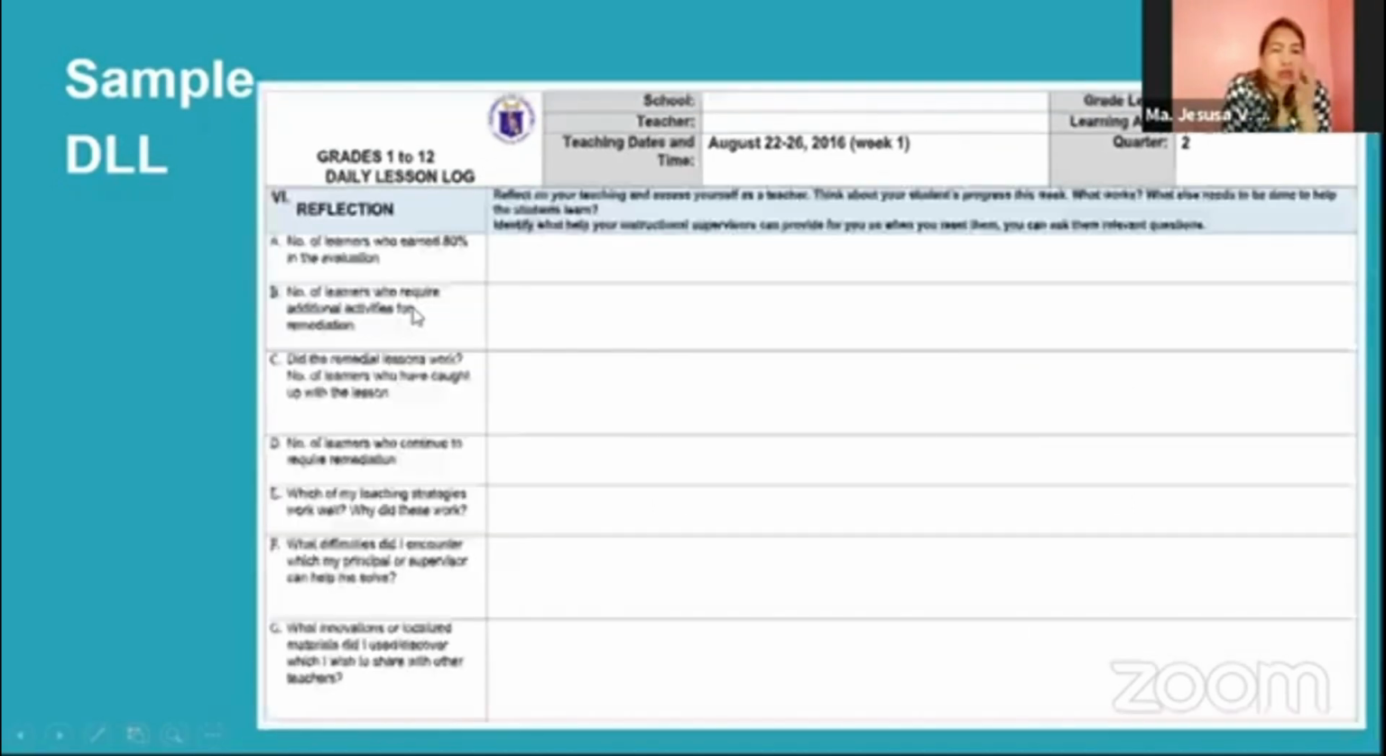Okay. So almost the same. And then this one, the reflection. I want an honest answer. Do you really take time to answer your reflection? You really monitor them, how many learners have acquired the skill, etc. Can you pinpoint among them?